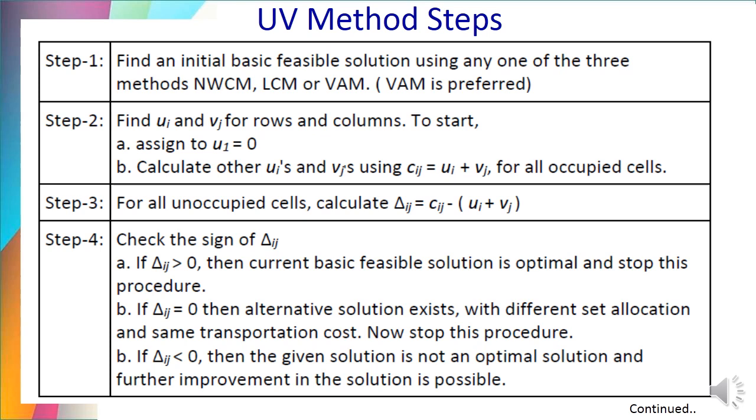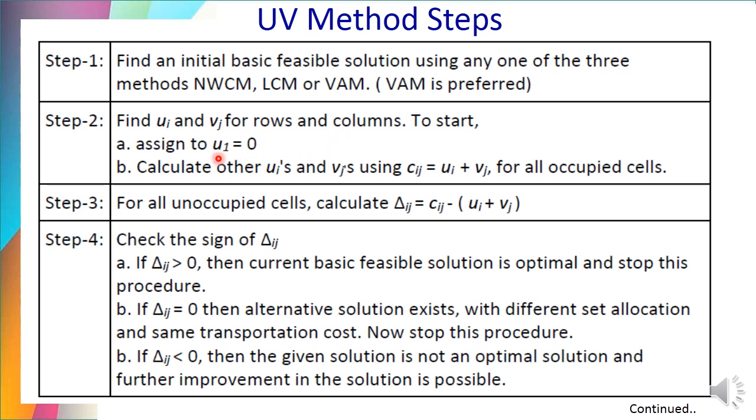First, we need to find out the initial basic feasible solution using any one of the methods: northwest corner rule, least cost method or Vogel's approximation method. Usually Vogel's approximation method is preferred as it leads to a minimum number of iterations in the UV method. Next, we need to assign variable ui to each of the rows and variable vj to each of the columns. Then we are supposed to get the values for u's and v's.